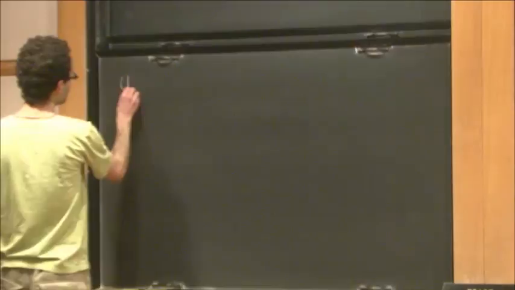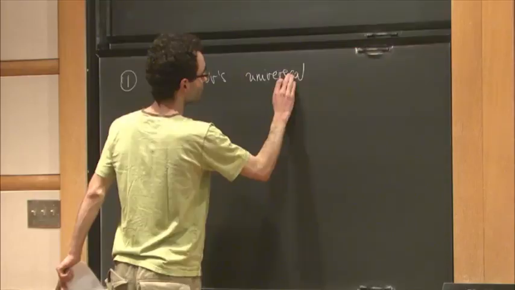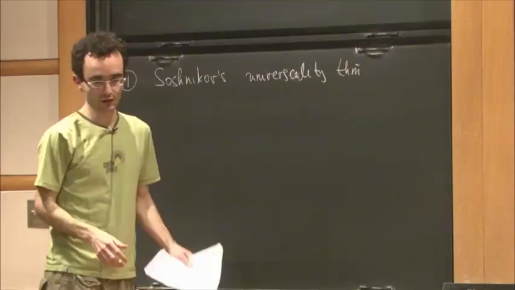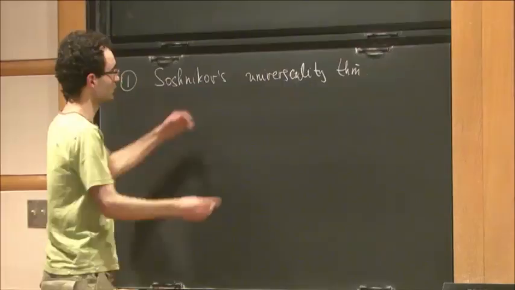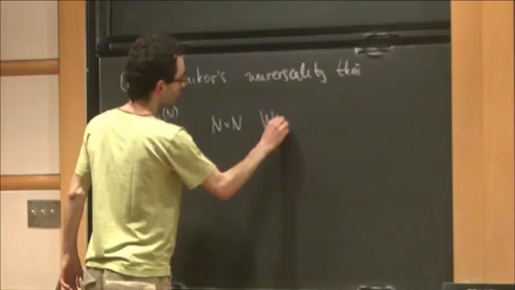So let me briefly remind you what Sochnikov's universality theorem is. And then I'll tell you about the extension, and also tell you a bit about the proof. So, what does this theorem say? We consider a large n by n Wigner matrix.